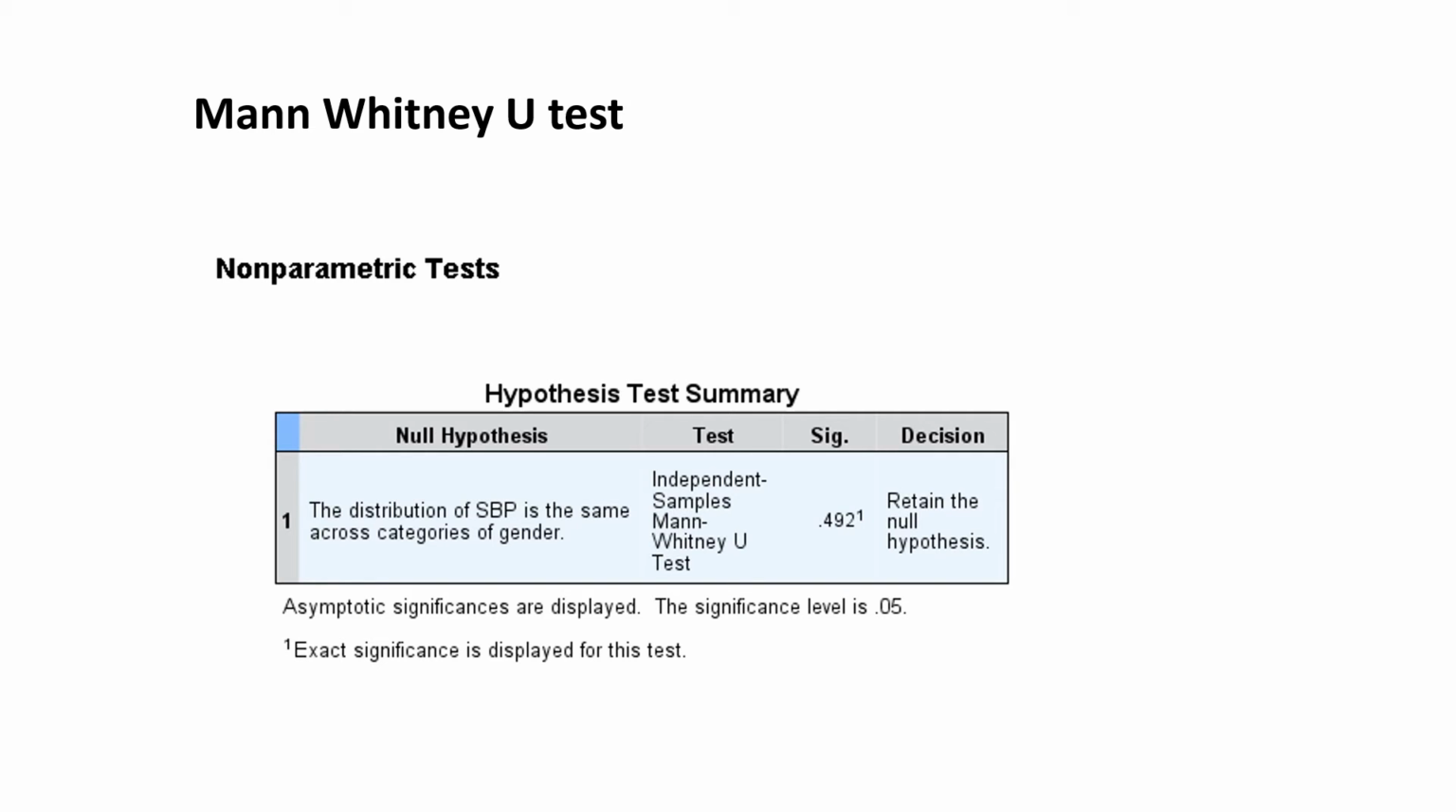So what is the finding? The finding shows that the significance value is 0.492 and retain the null hypothesis. Why is the computer asking to retain the null hypothesis? Because the significance value is more than 0.05. So there is no significant difference between systolic blood pressure values among males and among females. So the computer is asking to retain the null hypothesis.